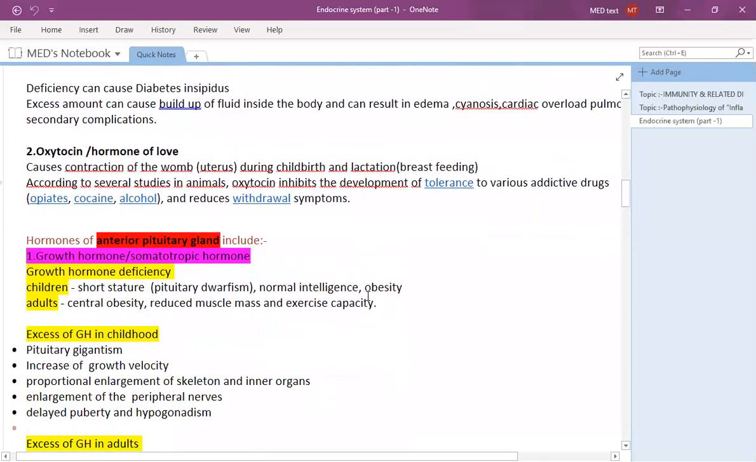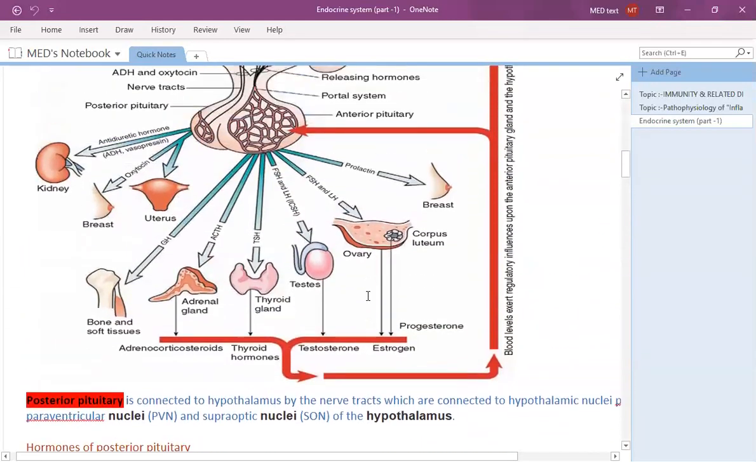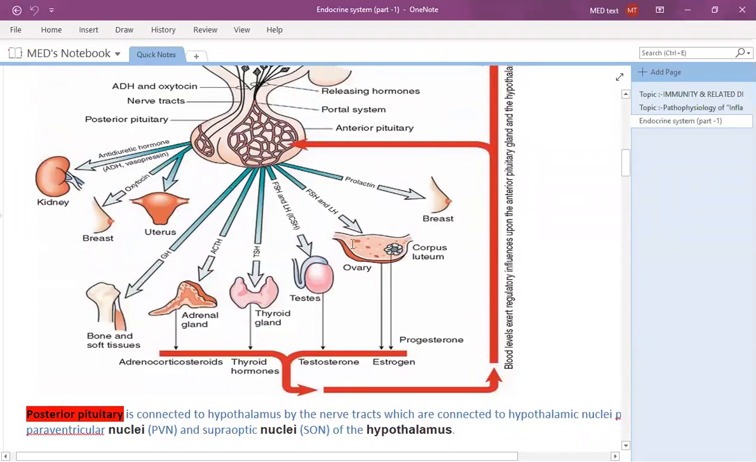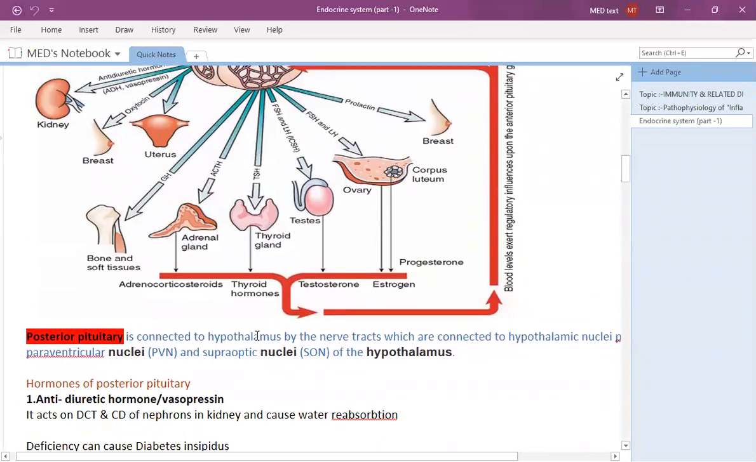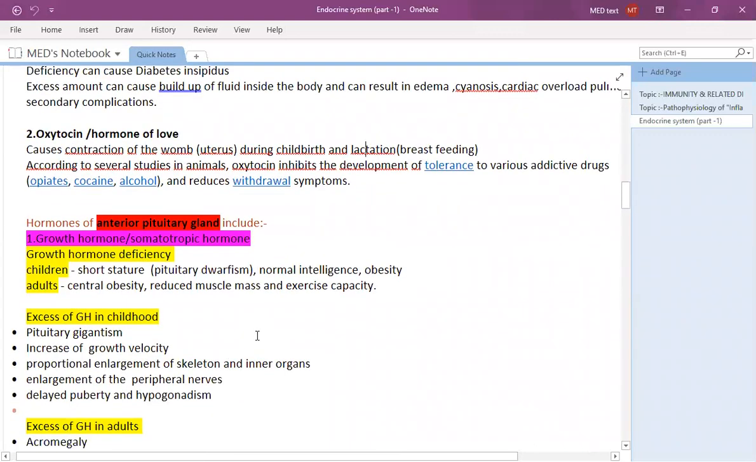Next comes the anterior pituitary gland. The anterior pituitary gland over here, you can see it releases a lot of hormones. So we will study it one by one. So the first is the growth hormone. It's also called as somatotrophic hormone. The growth hormone in children, deficiency can result in short development. It's also called as pituitary dwarfism. Normal intelligence will be in the children and can cause obesity. Whereas in the adults, it causes central obesity, reduced cell mass, and exercise capacity.